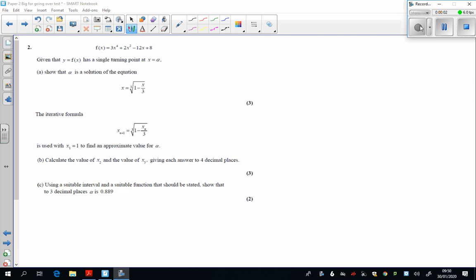Question 2 of paper 2. Again, lots of information here. It's one of these roots of equations questions, although it is asking you for the turning point. So the first thing you're looking at is actually, I just need to differentiate it.